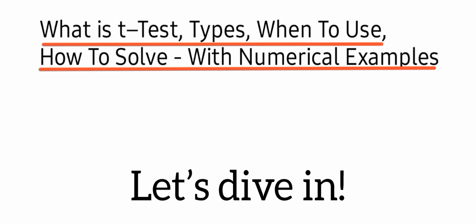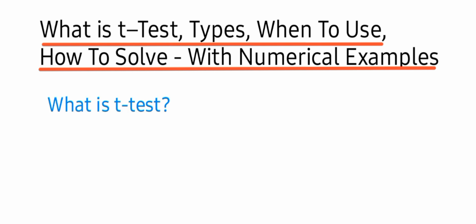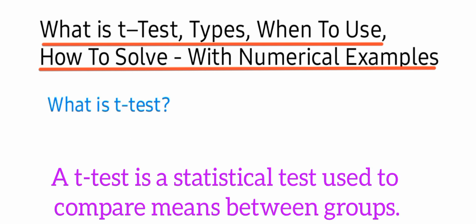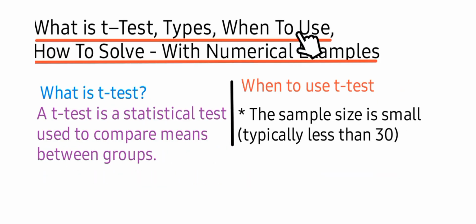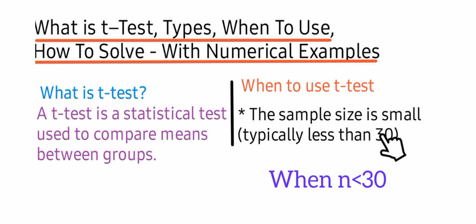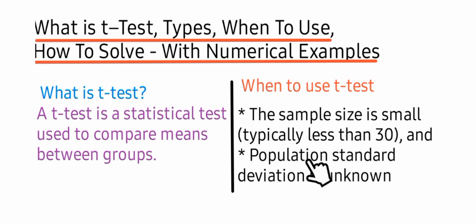So let's dive in. Now let's define what a t-test is. A t-test is a statistical test used to compare means between groups. Now let's look at when to use a t-test. We use a t-test when the sample size is small, typically less than 30, and when the population standard deviation is unknown. That is when we don't know the population standard deviation.